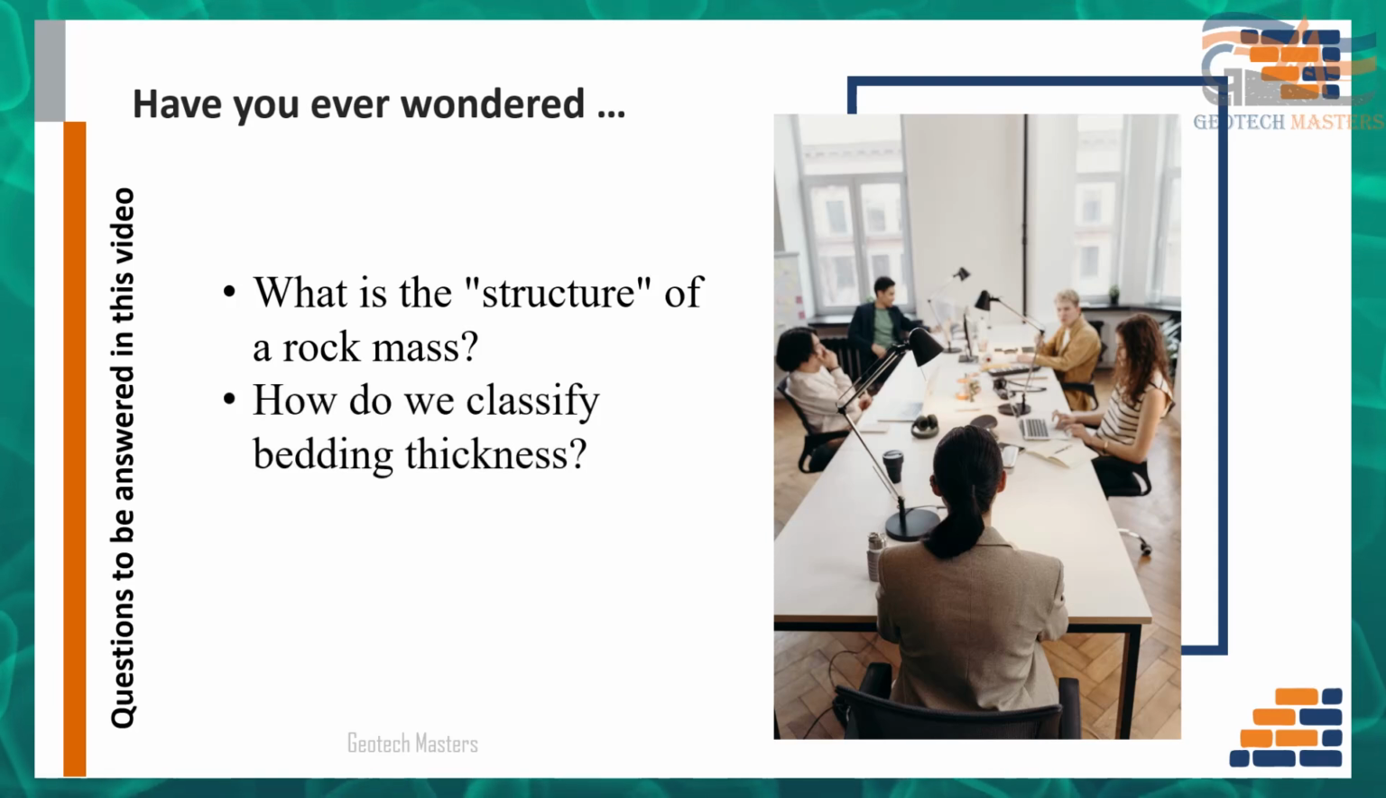Second, we often use words like thinly bedded or thickly bedded. But what do these words actually mean in numbers? We will look at the specific measurements required by the standard.